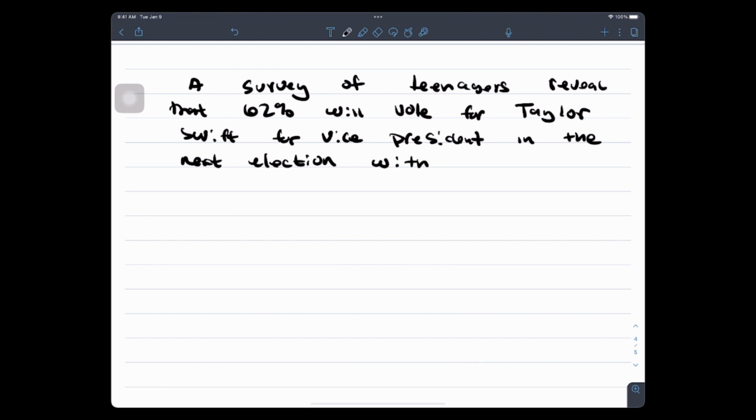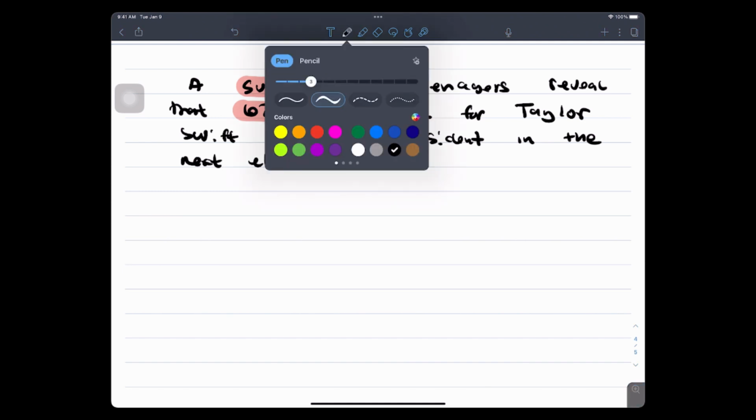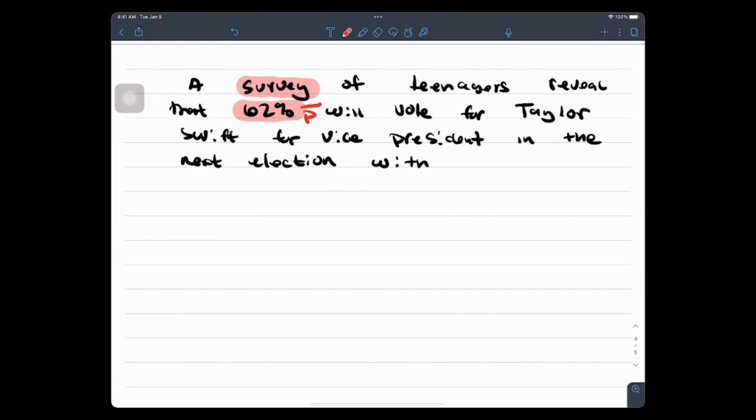Of course, what's the other piece they'll give you? By the way, they're telling you it's a survey, so it's a sample. And yes, that's a sample proportion because it came from a what? It came from a survey. Does that make some sense? So that's really a sample proportion. And they'll vote for Taylor Swift for vice president in the next election with what? A margin of what?